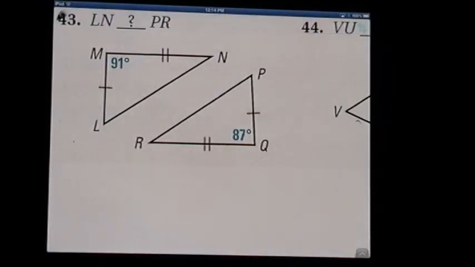Because PQ and ML are congruent, and RQ and MN are congruent, as this angle opens up, the side gets larger. So it asks you the question, which is larger? Is LN larger than PR or smaller? And it's larger because the angle across from it is larger.